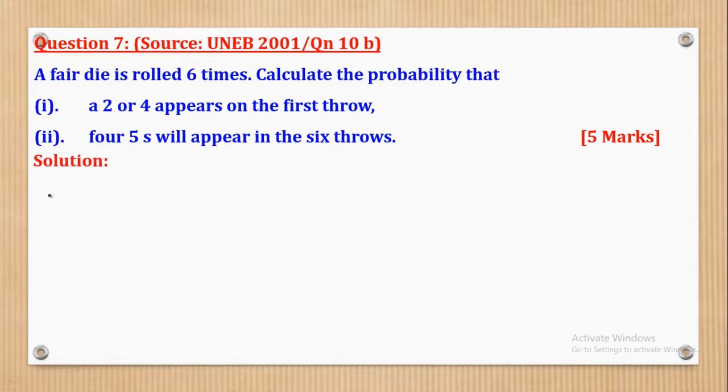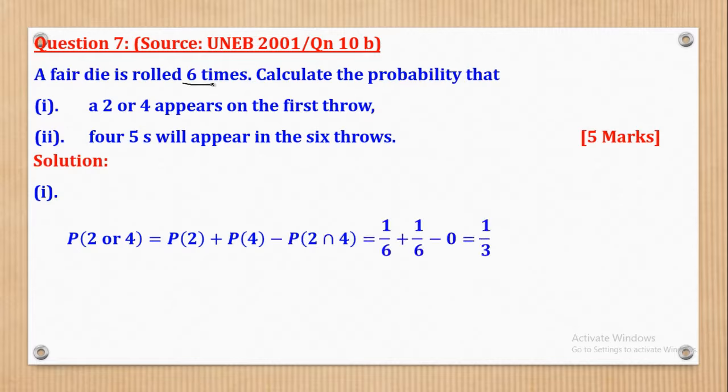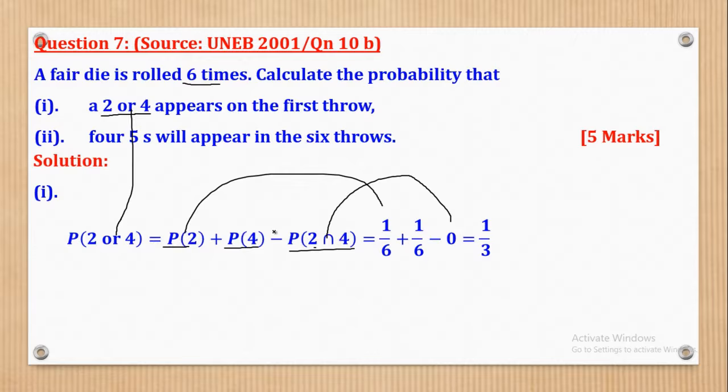So now still this is a binomial distribution with n is 6. Therefore the probability of 2 or 4, the same as a union, will be probability of 2 plus probability of 4 minus the intersection. But the intersection is 0 because you can't get a 2 and a 4 at the same time in one throw. Therefore the probability of getting a 2 is 1/6, probability of getting a 4 is 1/6. Therefore when you add, 2 minus 0, it is 1/3.